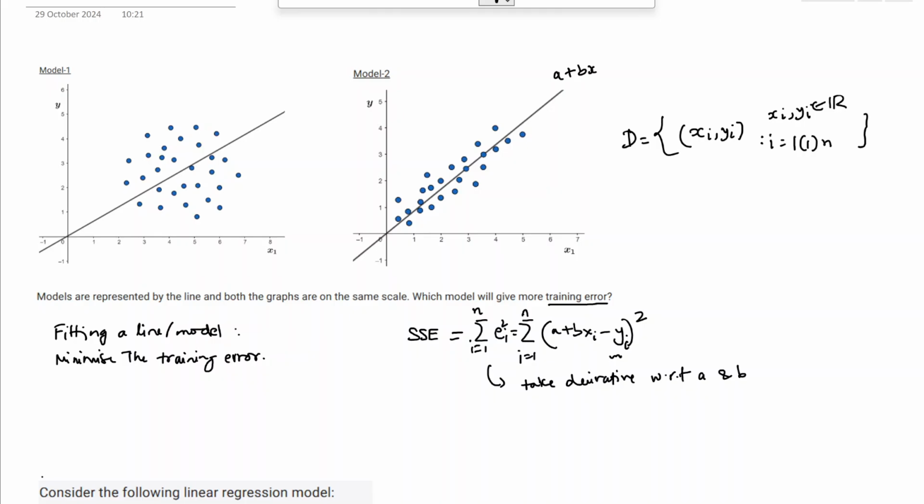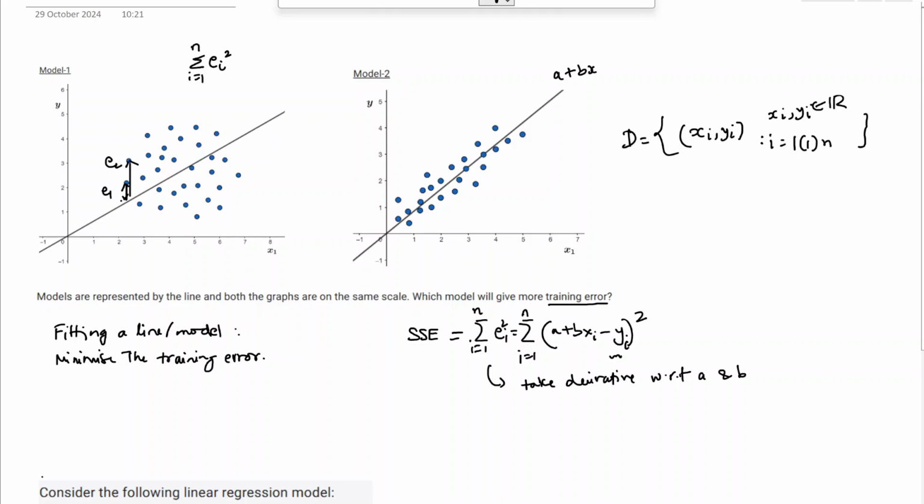Now the question asks which model will give more training error. What we have to observe is that the difference between the predicted value and the observed value is the vertical distance between the point and the line. So let us say this is E1, and let us say this distance is E2, and so on. For all of these points you'll have an error. Take the square of all those errors and sum them. That would be the training error.